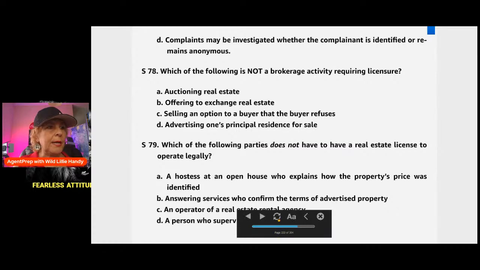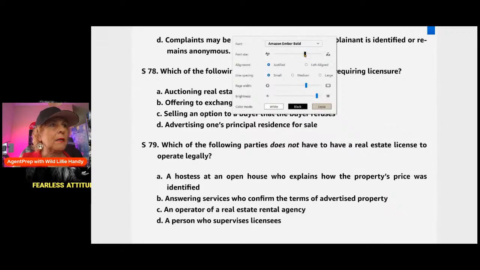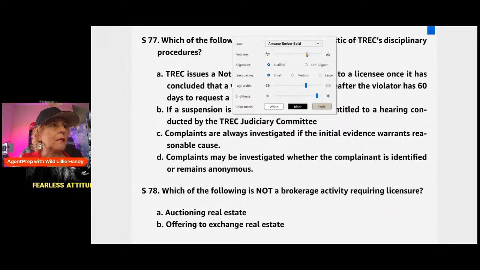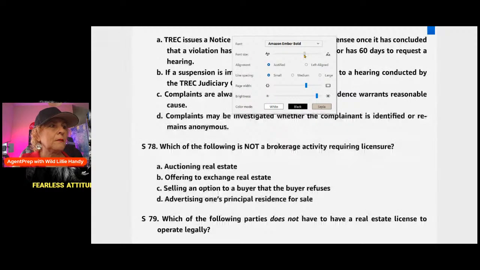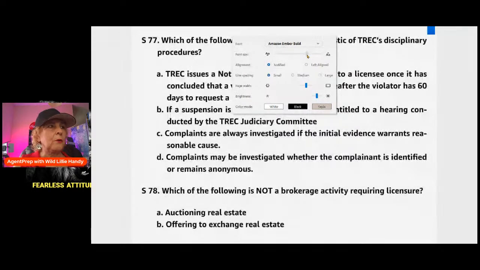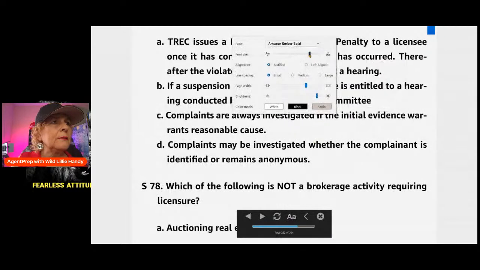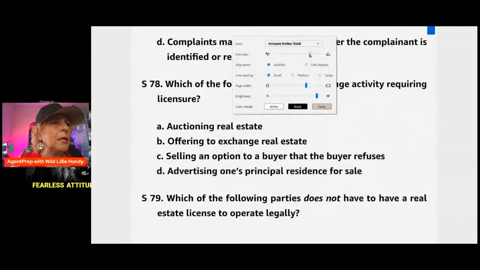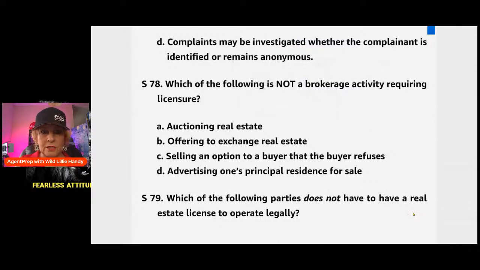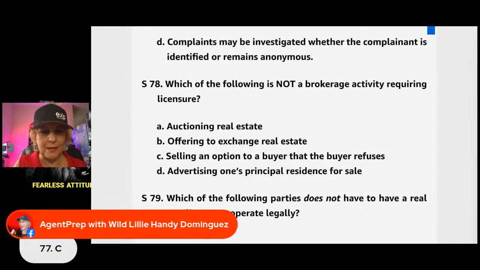Number 78. See if I can get it on the next one. There we go. How quickly the slider moves. All right, number 78. So number 77 was C.